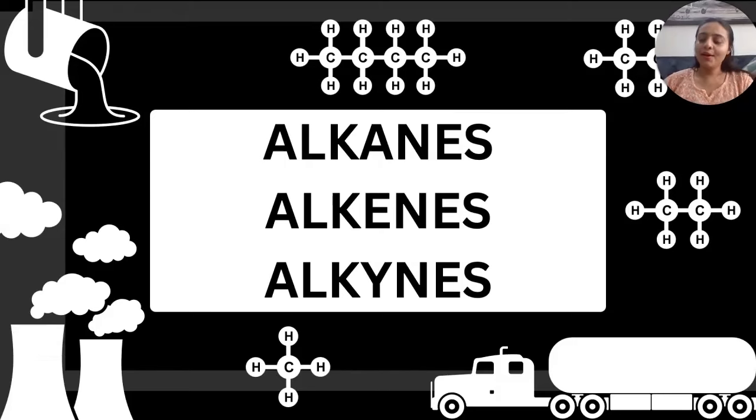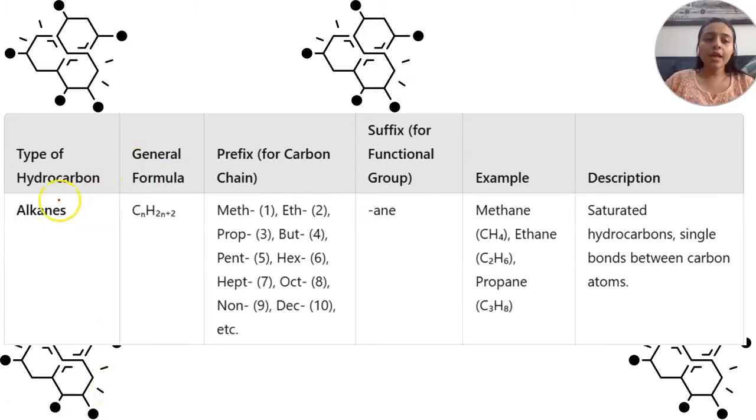Alright, so let's learn about alkanes, alkenes and alkynes. We already know that these are the hydrocarbons known as saturated and unsaturated hydrocarbons depending on the bonds they form. As we talk about alkanes first, alkanes are a type of hydrocarbon having the general formula CnH2n+2. Why do we need this formula? Because this formula will help us to name the hydrocarbon. N here is the number of carbon atoms present in the hydrocarbon.